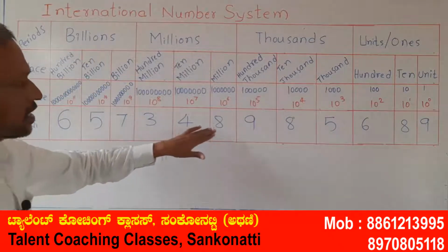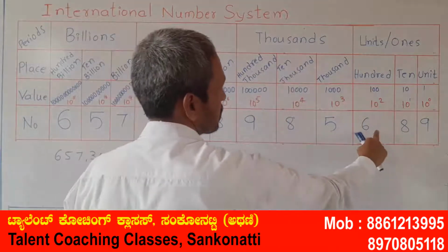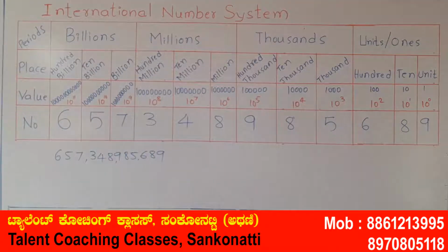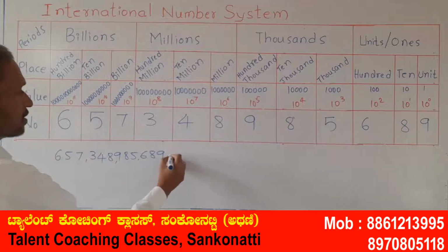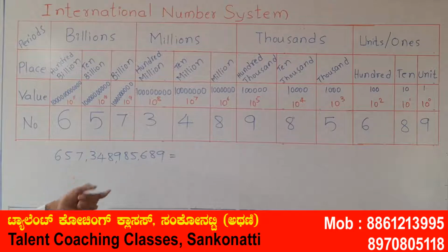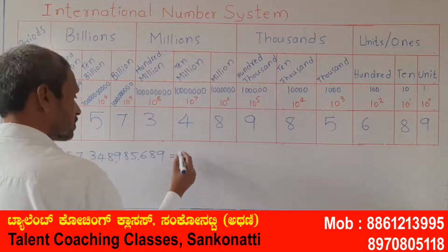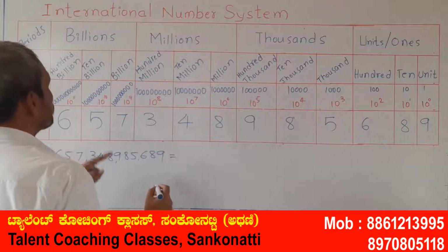billions, 348 millions, 985 thousands, 689. Like this we have to read and write a given number. See here, now we will write the given number in words by using letters. 657 billions.